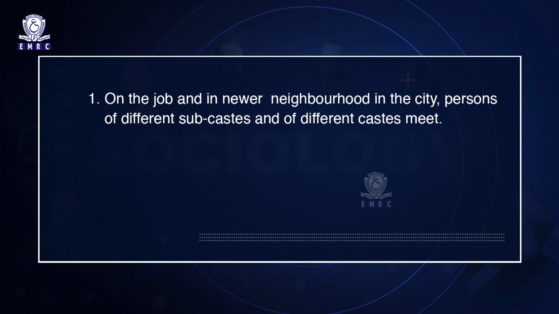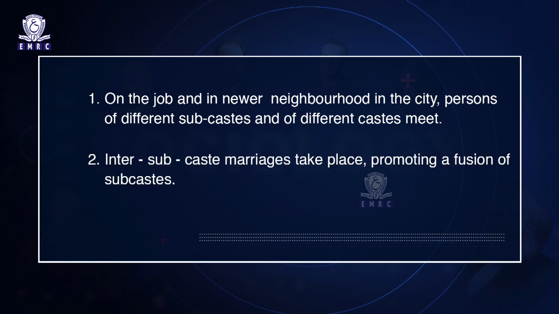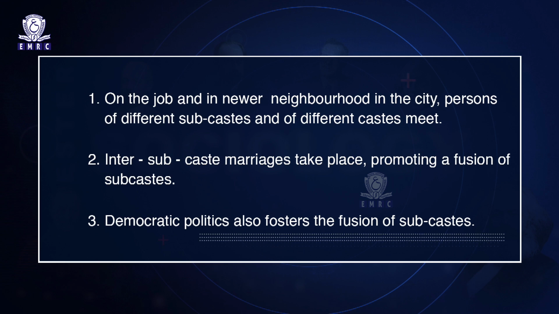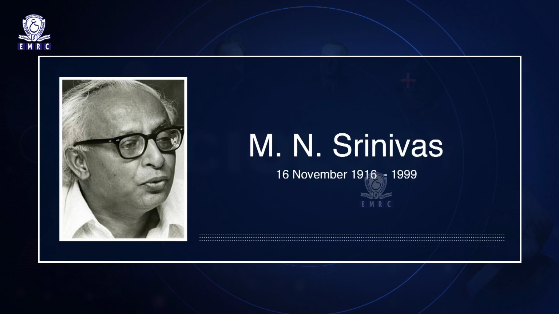Kolanda has identified 3 kinds of fusion. The first: on the job and in newer neighborhoods in the city, persons of different subcastes of different castes meet. The second: inter-subcaste marriages take place, promoting a fusion of subcastes. Democratic politics also fosters the fusion of subcastes. Studies of many sociologists like Srinivas, Ghurye, Gore, D'Souza have shown that the caste system continues to persist and exerts its influence in some sectors of urban social life while it has changed its form in some other sectors.